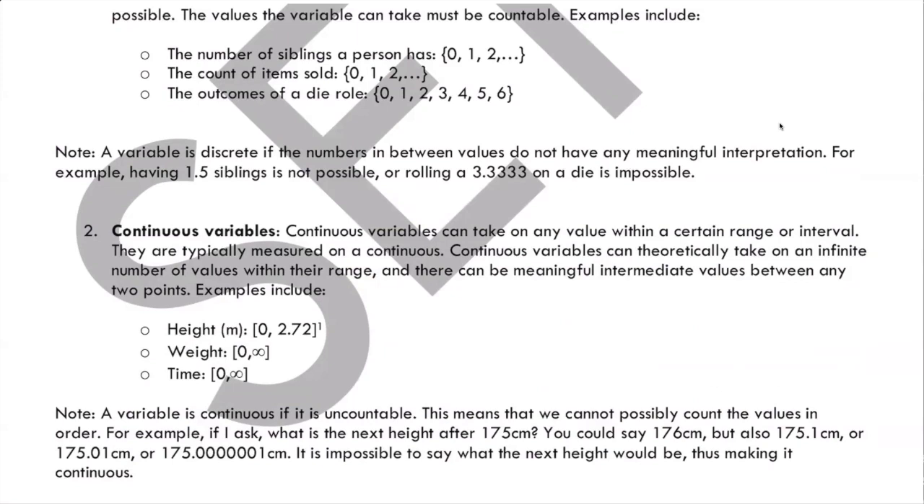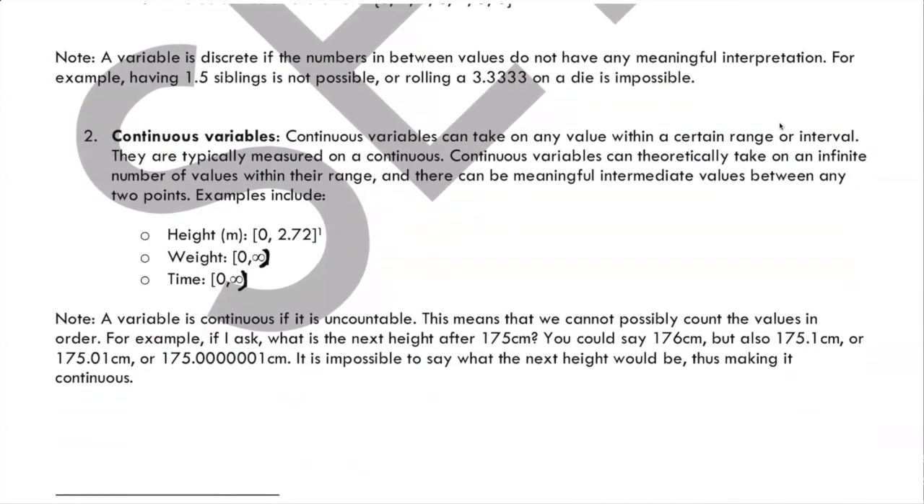Technically, weight should not have a square bracket there, it should be a curved bracket, and time should also be a curved bracket. I put height 2.72 because I Googled this. The tallest ever person was 2.72 meters, so I put that as the maximum. But technically that can go to infinity, unless I wrote height of humans. Maybe someone can even pass 2.72, I don't know.